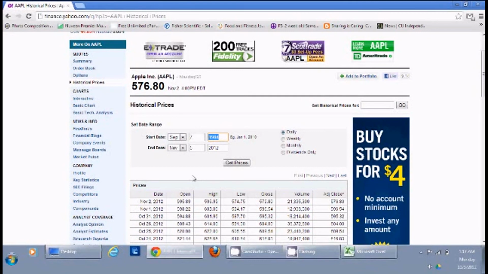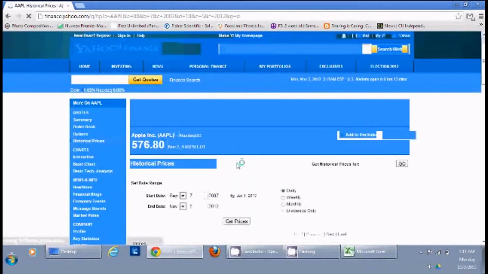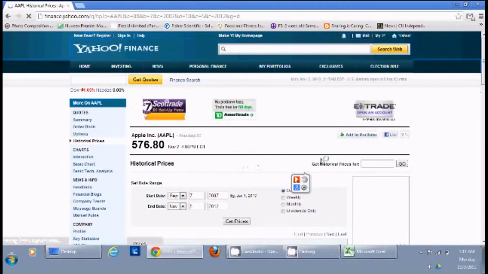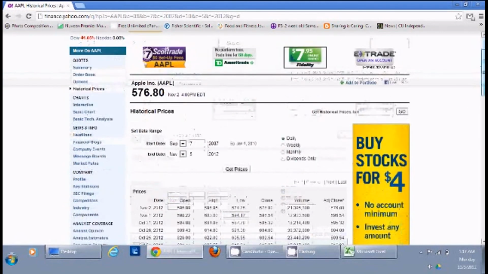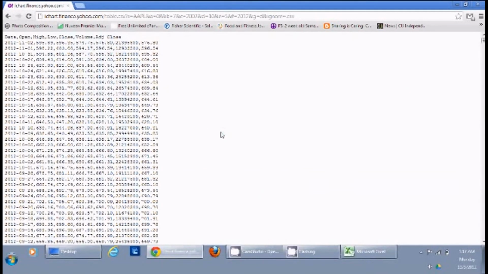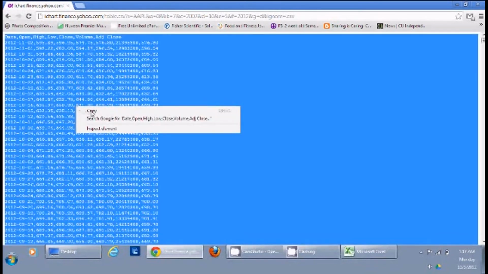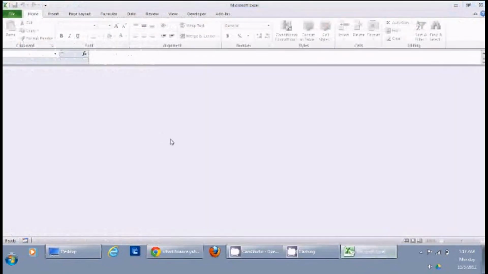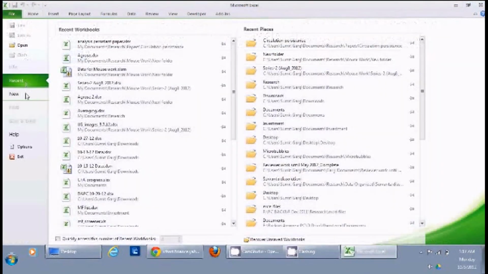So instead of 1984, I'm putting 2000. No, this is 1007, and now I say get prices. Now it gives me the new price details, and then I can go down and say download to spreadsheet. This gives me all these numbers. I can select these numbers, copy them, and then paste them in an Excel sheet.